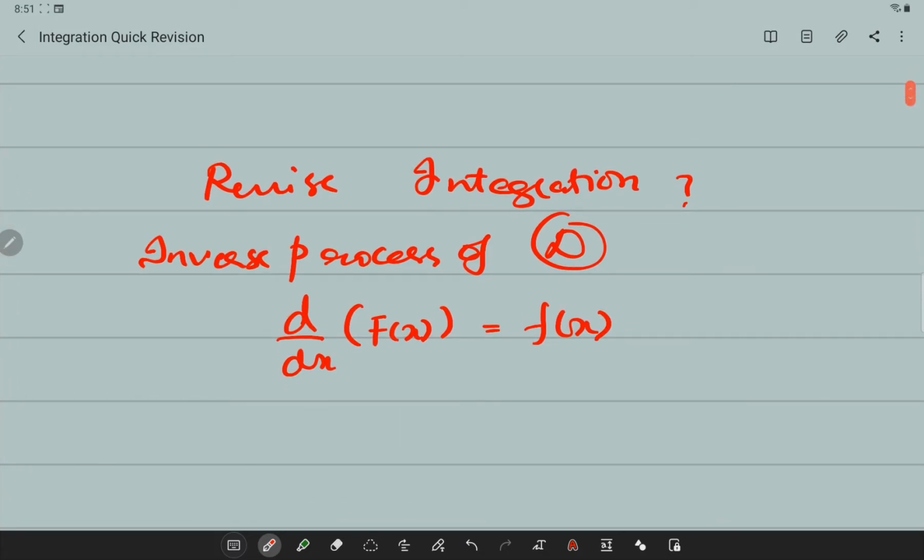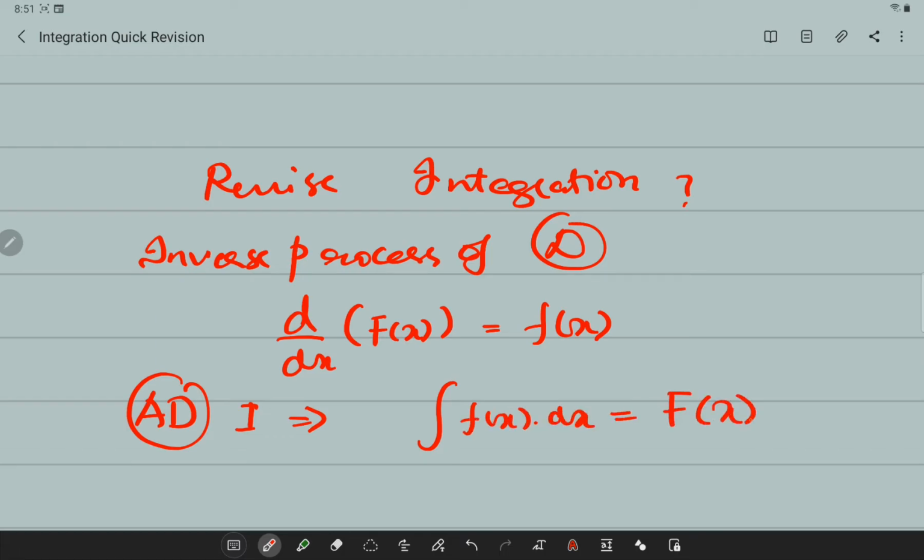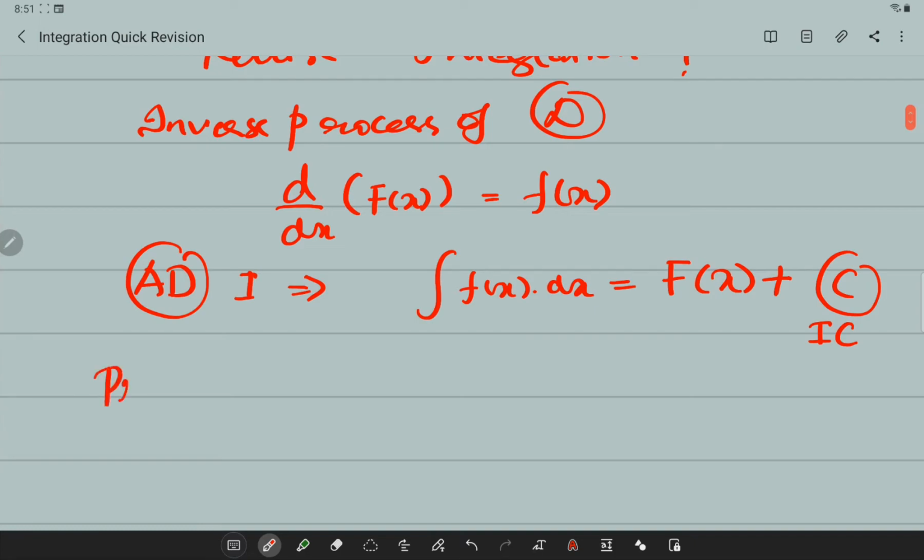Now we have d by dx of F of x as small f of x. Now antiderivative or integral is simply the opposite. So integral small f of x dx is capital F of x plus an integration constant. Now let's discuss the properties of indefinite integration.